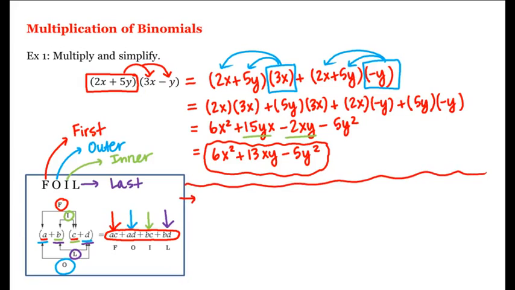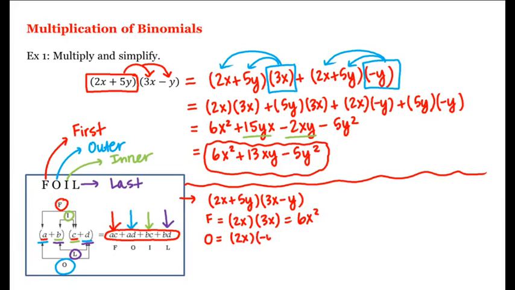Okay, so we still have this product, 2x plus 5y times 3x minus y. So what is F here? This is the product of the first terms in the two binomials. So 2x times 3x, which is 6x squared. And what about O? O is the product of the outer terms in the two binomials. So 2x times negative y, which is negative 2xy.